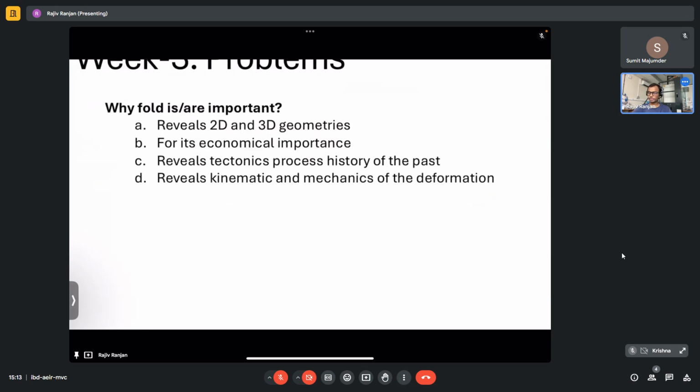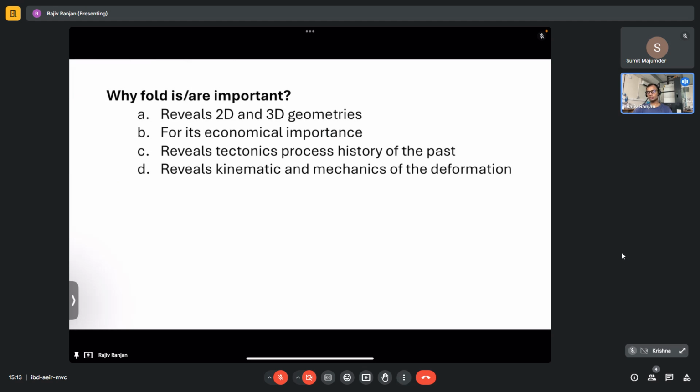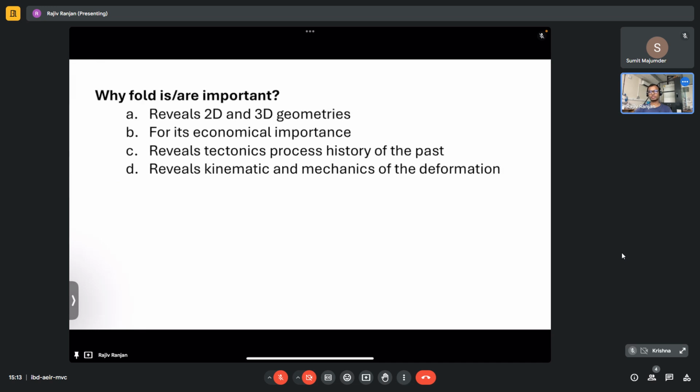Okay, let's move to the second question. Why is fold or are folds important? This has multiple correct options, so please choose wisely. So what do you think? Option A, reveals 2D and 3D geometries. For its economical importance, reveals tectonic processes and history of the past, reveals kinematics and mechanics of the deformations.